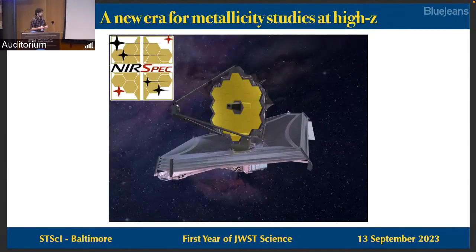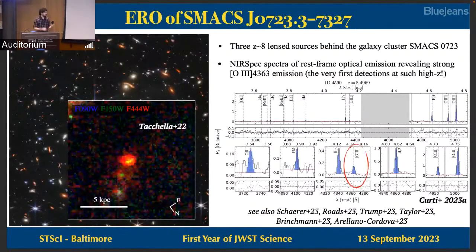But then JWST came on sky, and it really revolutionized the possibility of studying the metallicity properties of galaxies at high redshift. And it did that from the very beginning. So from the very first ERO observation of the SMACS 0723 cluster, we have been immediately accessing the rest-frame optical lines for galaxies up to redshift of 8, and not only the strongest emission lines, but also the faint emission lines like the oxygen [O III] 4363, which is really a key diagnostic for electron temperature that can be used to derive more physically motivated measurements of the gas phase metallicity.